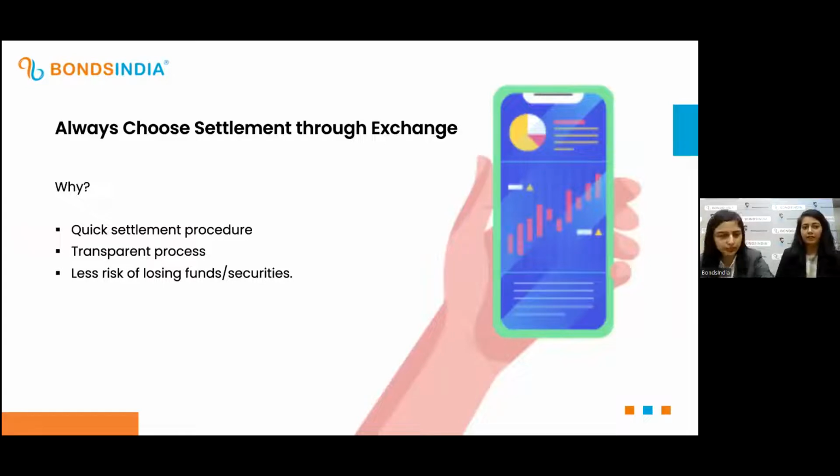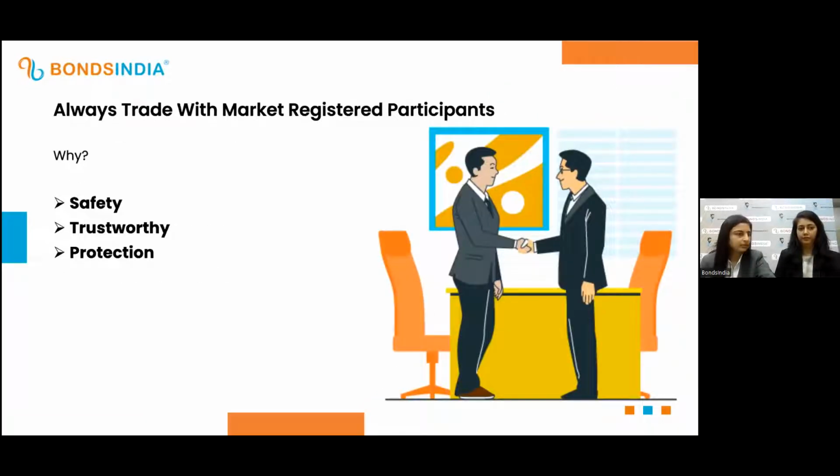Yeah, so always trade, this is a very important point to remember, always trade with market registered participants, and that is going to ensure the highest amount of safety. It's going to be trustworthy, and your capital is going to be protected. So safety, when we say safety of investment, is SEBI will perform extensive due diligence before registration. Trustworthy, as they pass the fit and proper criteria of SEBI. And protection of investment, as they regularly report all their operations to SEBI. So always trade with market registered participants to ensure the highest amount of safety.